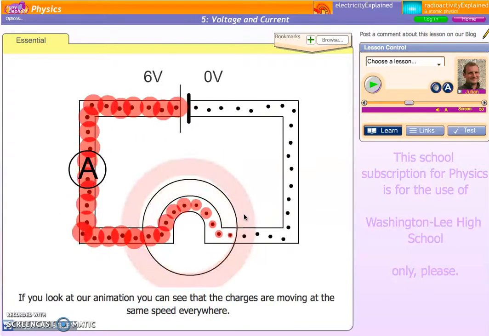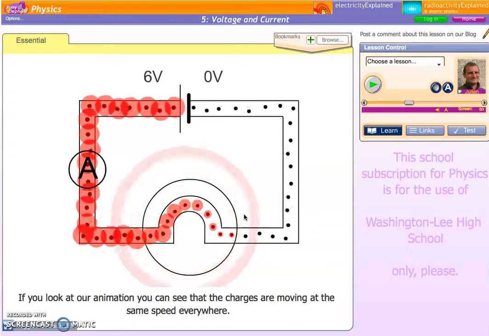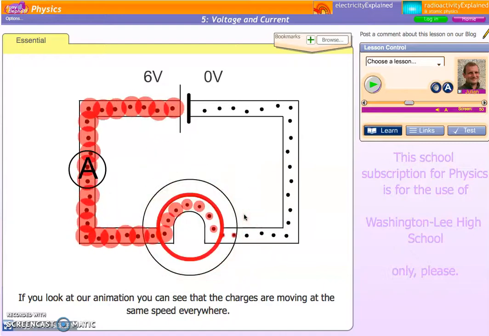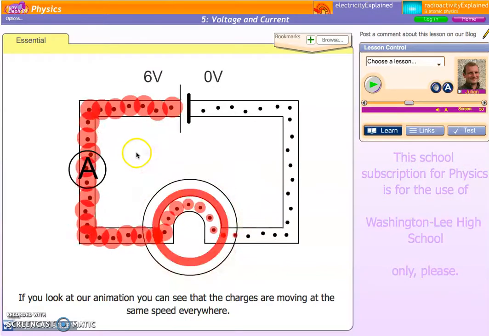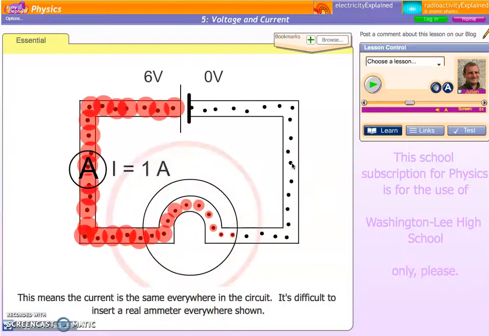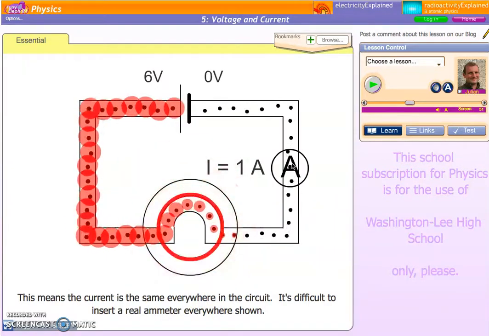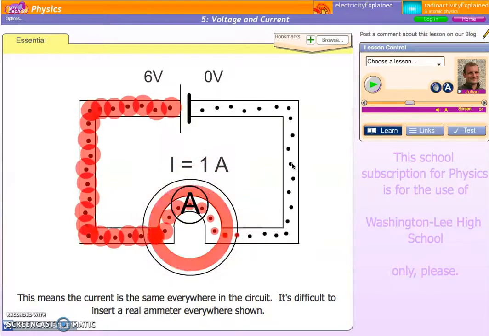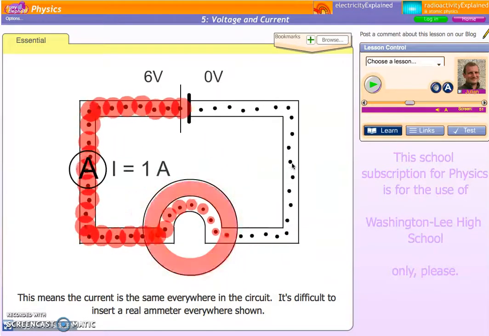If you look at our animation, you can see that the charges are moving at the same speed everywhere. This means the current is the same everywhere in the circuit. It's difficult to insert a real ammeter everywhere shown.